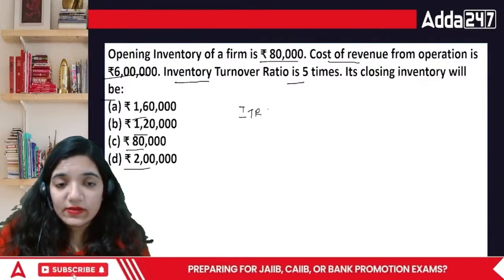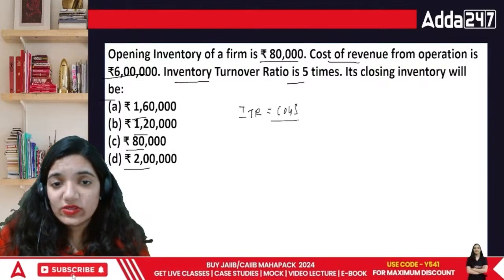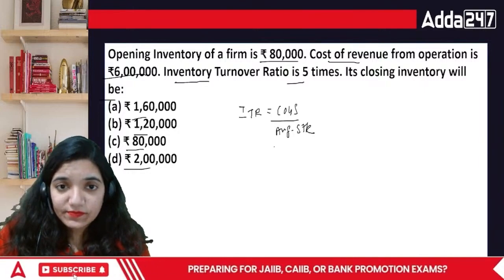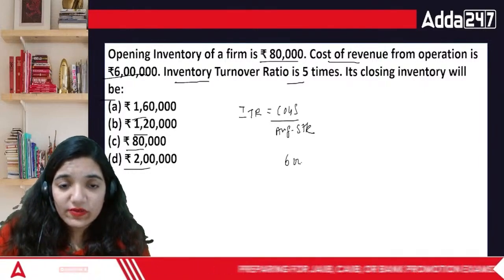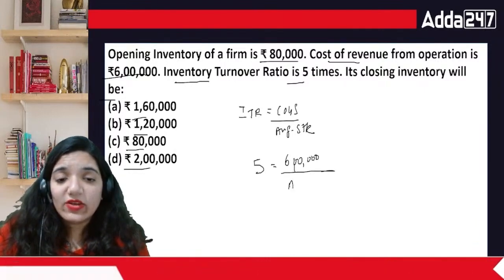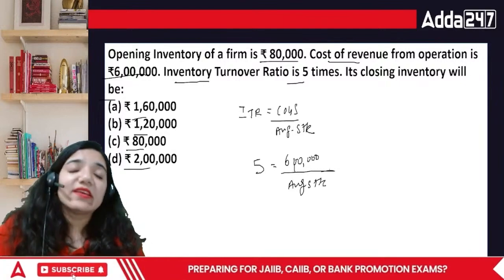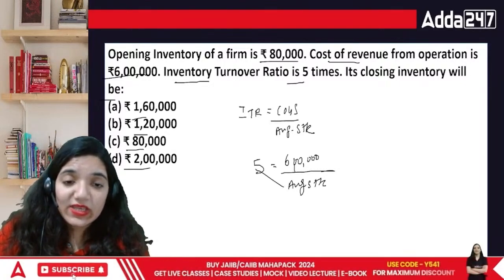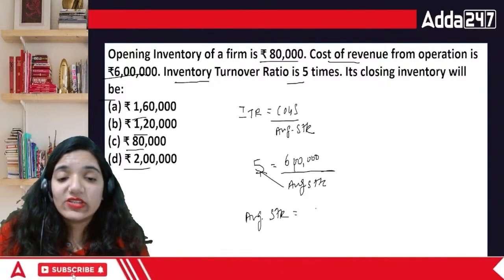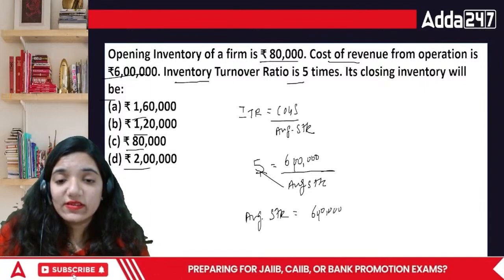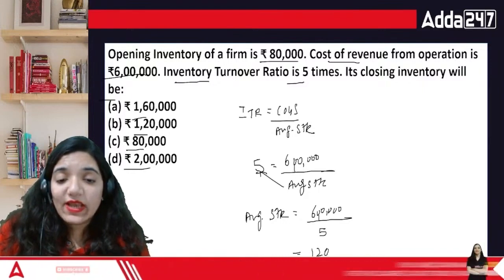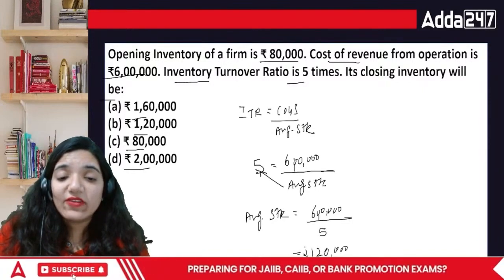ITR is equal to COGS upon average stock. Your COGS is given, which is 6 lakhs. Your ITR is given, which is 5. But your average stock, for the time being, I don't know. So you take average stock on the other side. Then average stock is equal to 6 lakhs divided by 5. So that would be 1,20,000. Now this is the average stock.